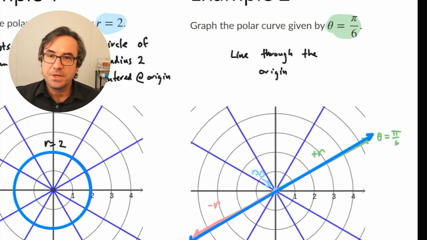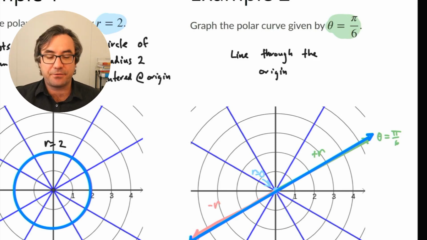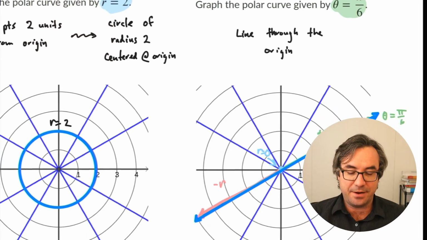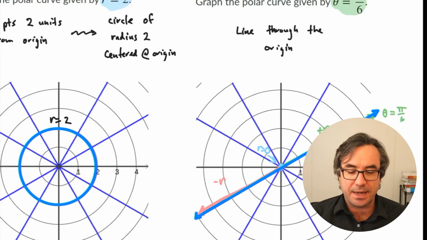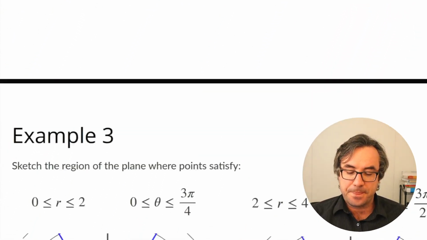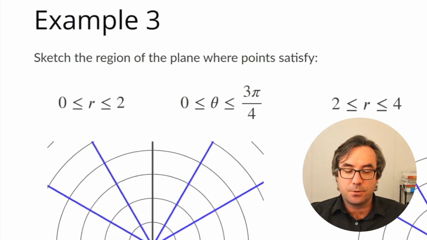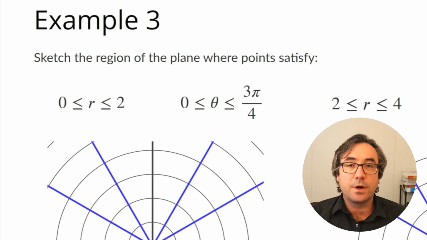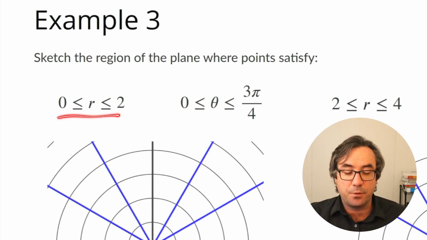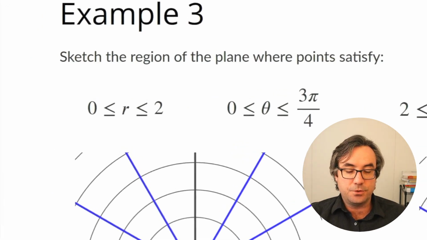Okay. So let's see how to deal with a polar region. Let's get our first little taste of a polar region now. We have these two basic curves, r equal to a constant and theta equal to a constant. So let's go down to example 3. We're only going to do the first part of this one. We're going to sketch the region, the section of the plane, where all the points satisfy both of these inequalities.